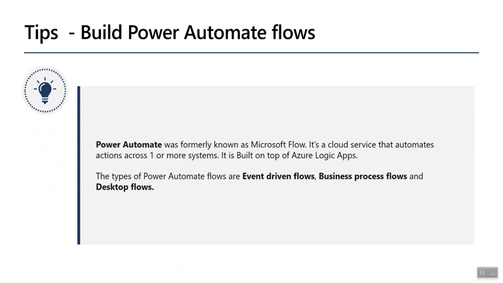So Azure Logic Apps, as you know, is an enterprise integration platform on the cloud, and Power Automate is built on that. The difference is that if you're building applications using components within the Power Platform family, normally you go with Power Automate. The types of Power Automate flows are event-driven flows, business process flows, and desktop flows. Those are the types of flows that you can create as well as use.